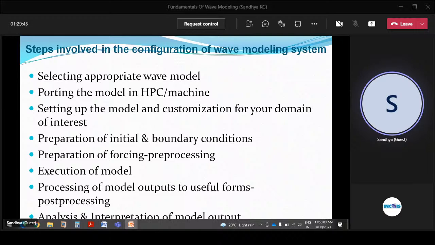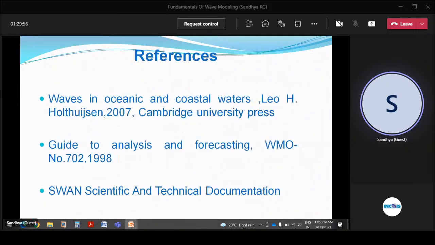Processing of model outputs to useful forms, that is called post-processing. Then analysis and interpretation of the model output. So these are the basic steps involved in the wave modeling configuration.